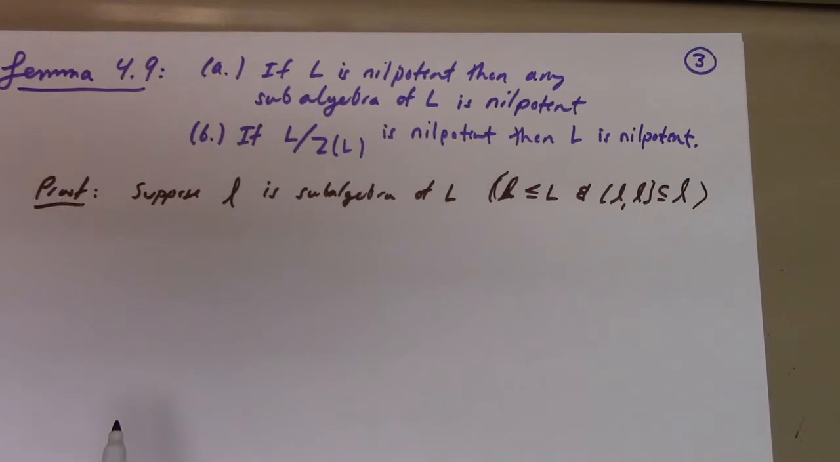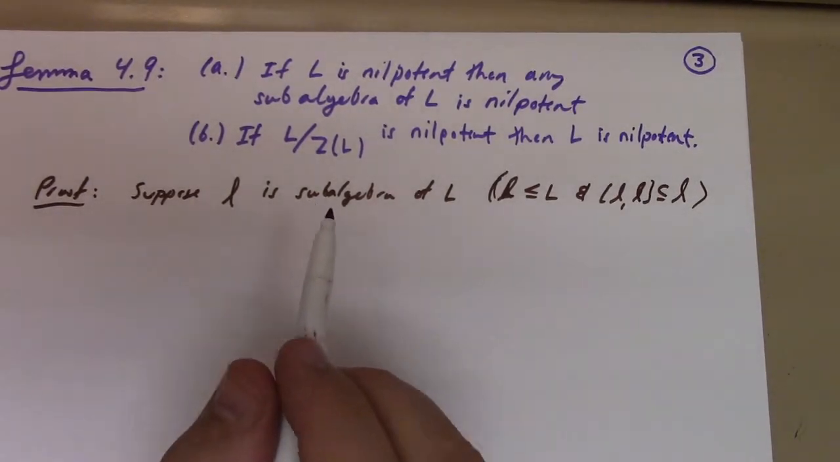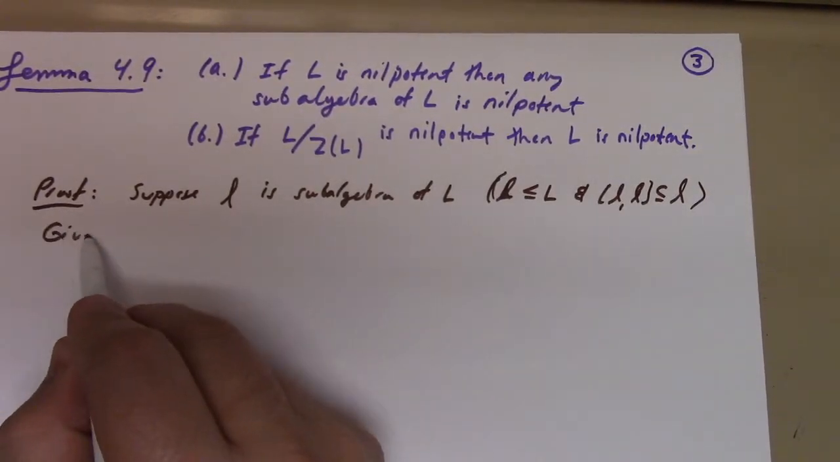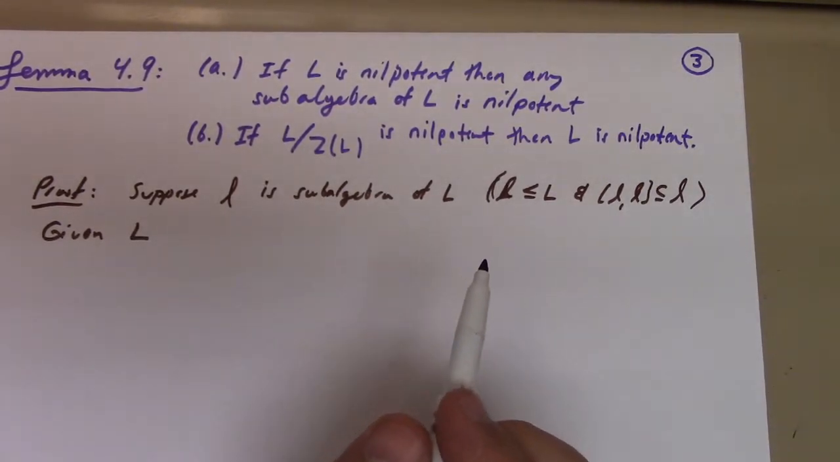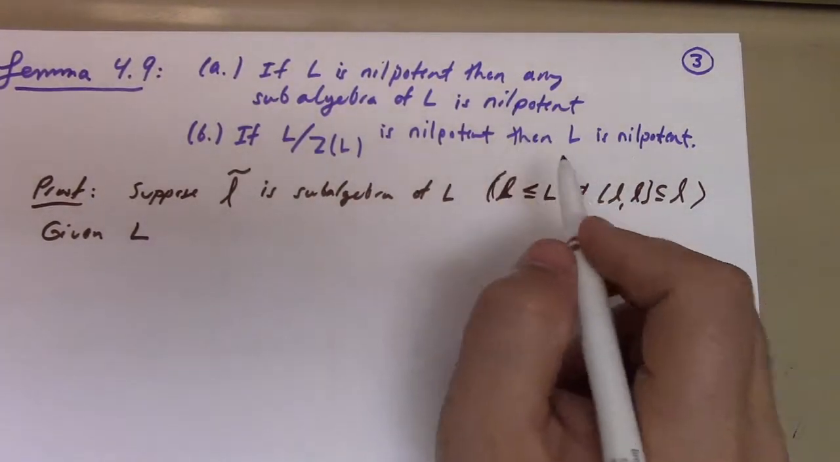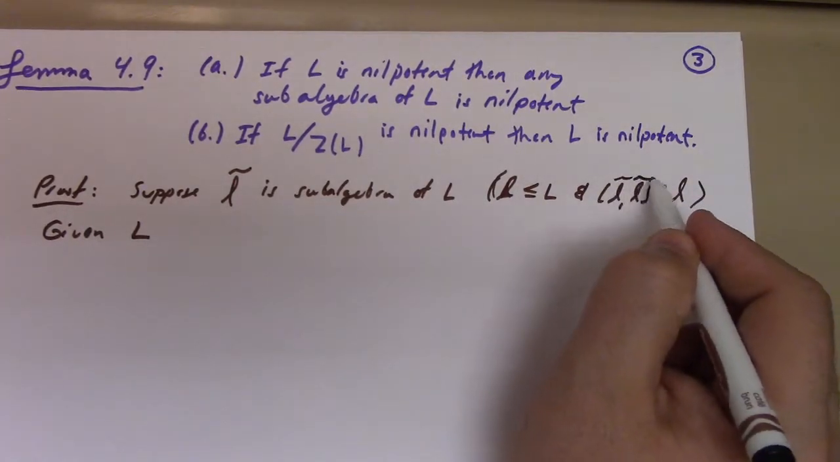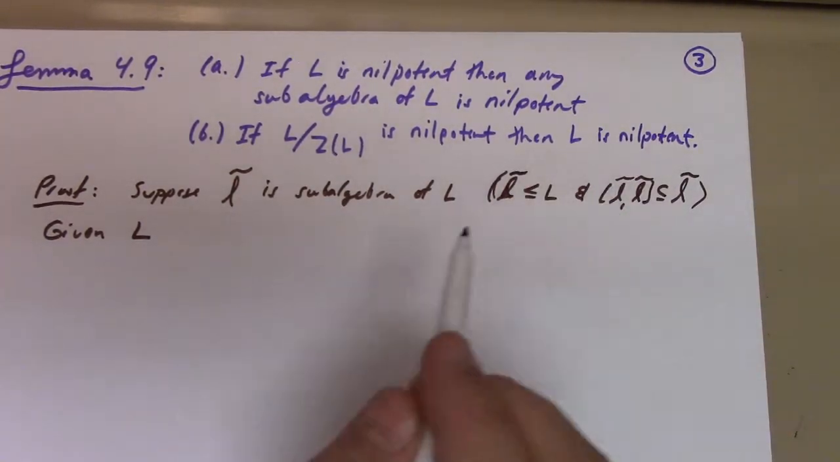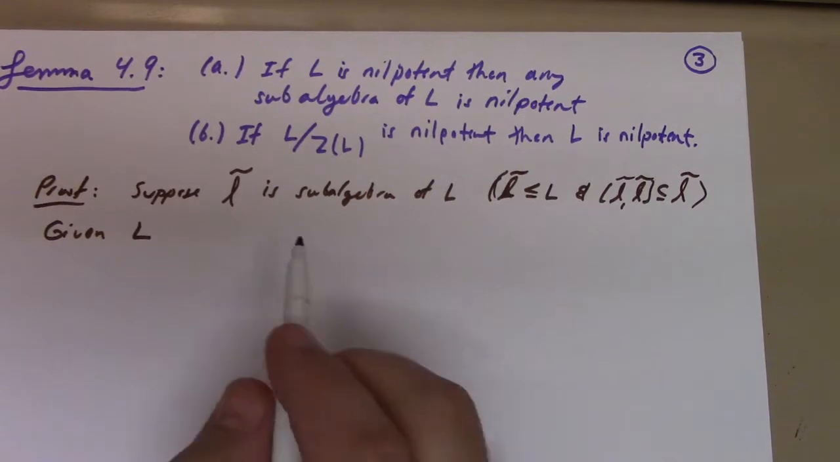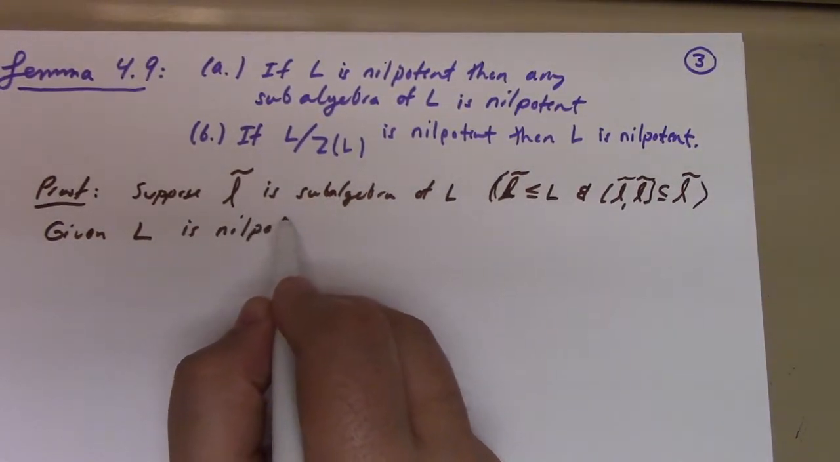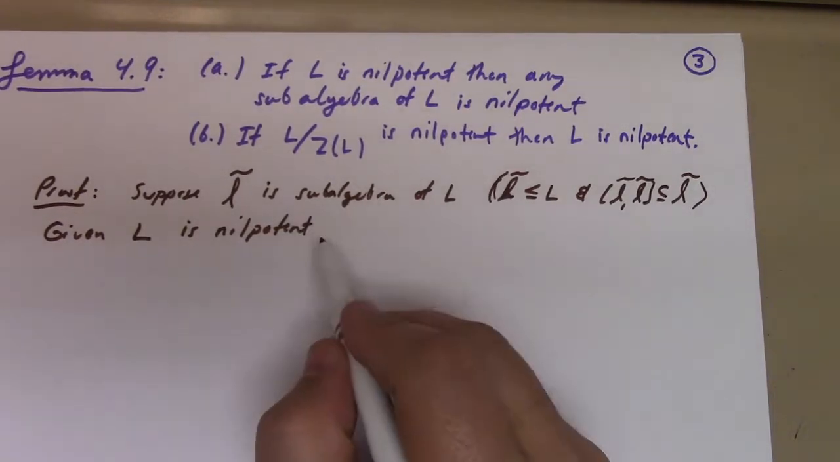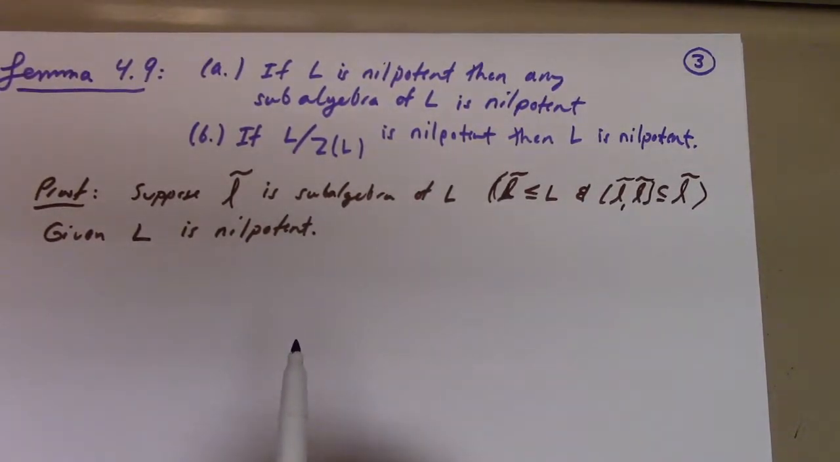Nilpotent, L tilde. We're given L is nilpotent. What have you done to me? I'm going to put a tilde on that. There, it's all better. We're given that L is nilpotent, so we wish to show that L tilde is nilpotent.